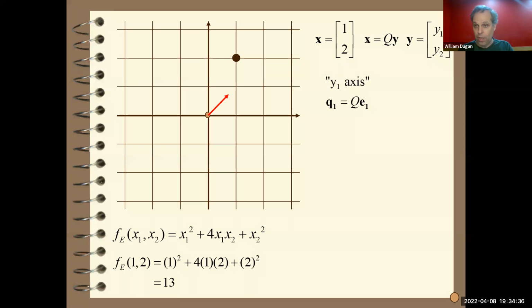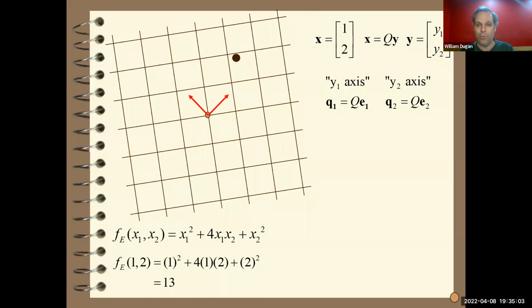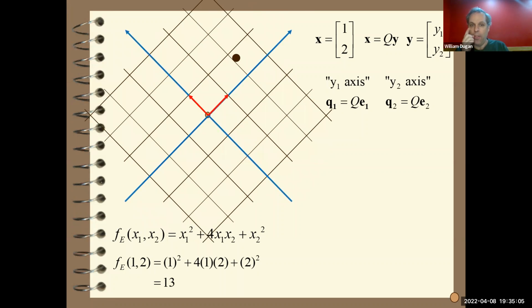Define the Y2 axis in the Y system. That would be the vector E2. But to find out what it is in the standard system, the X system, that vector would then be Q times E2. That would then be the Y2 axis. Those two vectors then define number lines and around them make a graph. So then that graph is actually this thing right there. That's the new axis system.